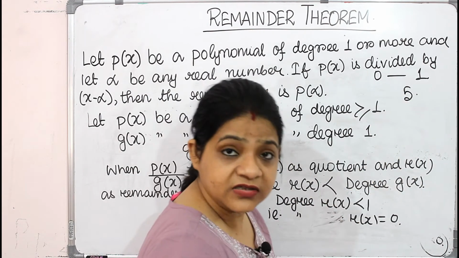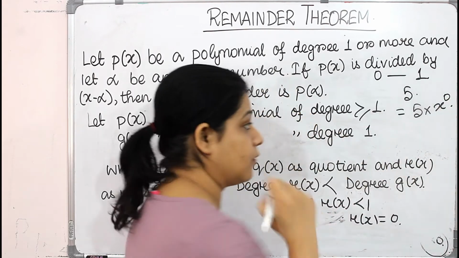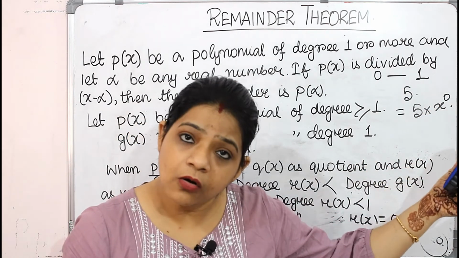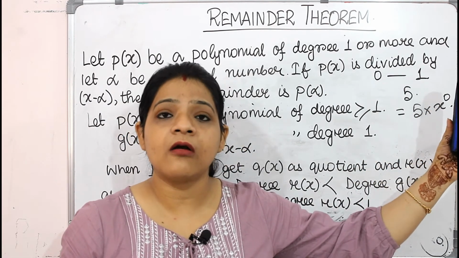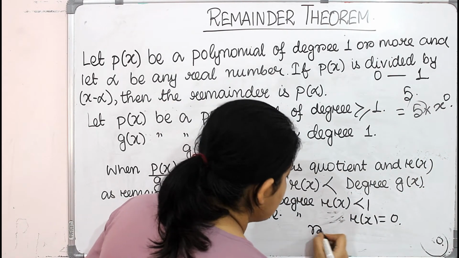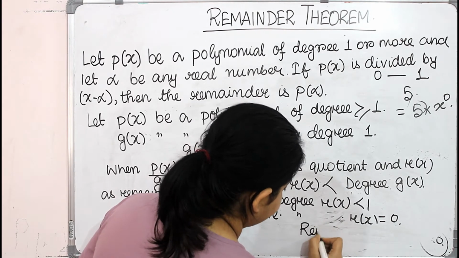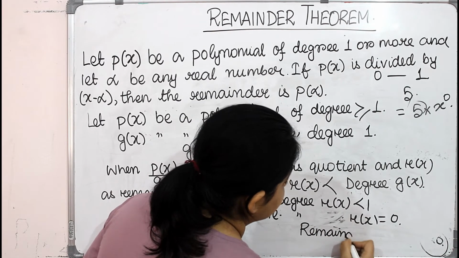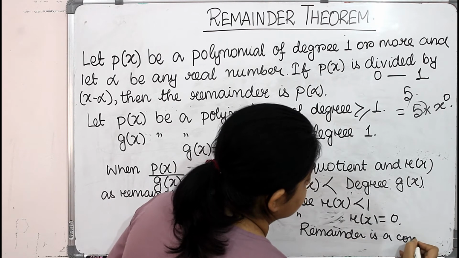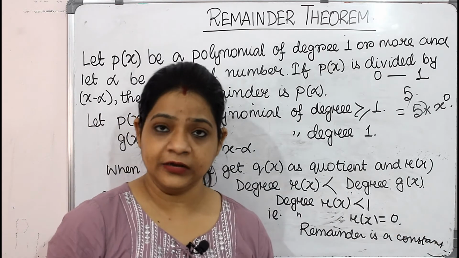Suppose 5 is a constant. We can write 5 as 5 times x to the power of 0. So the degree of this is 0. That is, 5 is a constant. So R, the remainder, is a constant. Remainder is a constant. Up to this I think it is clear to you.